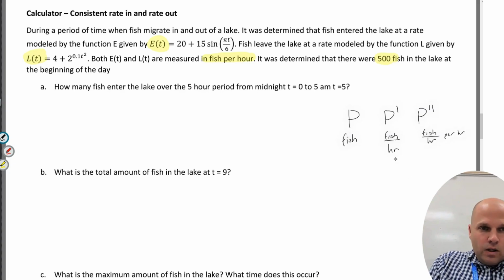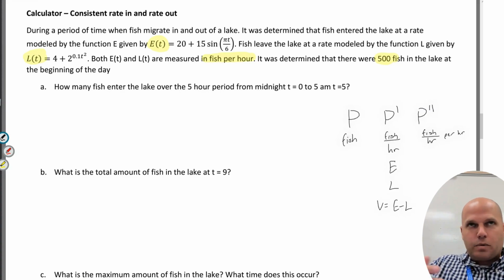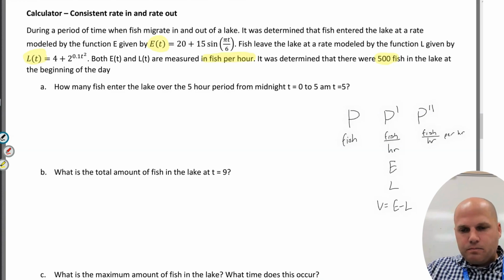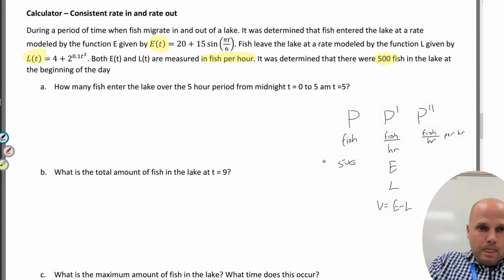Cool. E and L are rates of change, so you have to accumulate them to get totals. You could say that E minus L is the derivative of your situation, incorporating your rate in and your rate out: rate in minus rate out. We have that there's 500 fish at time 0.